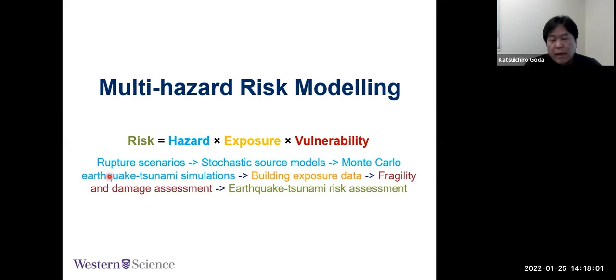So risk, of course, is the integration of hazard times exposure times vulnerability. And in modeling the hazard part, I define stochastic rupture scenarios, which is a typical approach in CAT models, and a stochastic source model. Then I run the Monte Carlo earthquake and tsunami simulation to evaluate the footprint for each rupture scenario. And then I combine that with building exposure data, and then conventional fragility and damage assessment. And eventually I combine everything to come up with the loss estimate. So that's the approach I have taken.